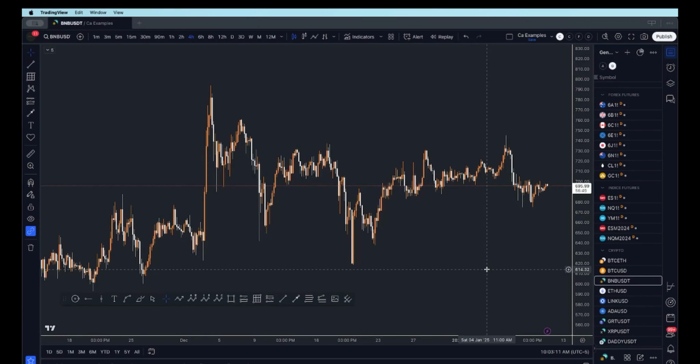Grievous, any questions? Or Grievous? Sorry if I'm mispronouncing it. Yeah, regarding liquidity, could you go through how we spot liquidity pools?